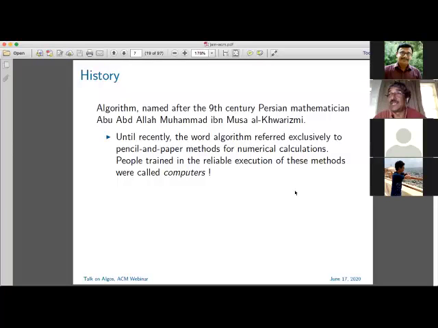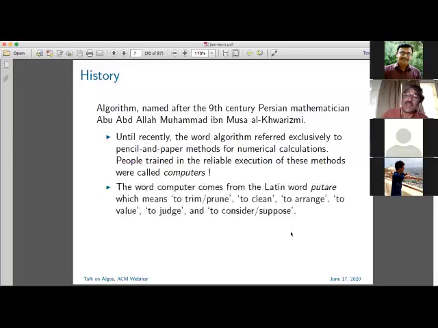Those days, there were advertisements for people, largely women, who would use log tables and do calculations, and they were called computers. And the word computer comes from the Latin word putare, which means to prune, to clean, to arrange, to value, to judge, to consider, suppose. So the words computer and algorithm already carry very important cultural and historic significances that we should remember.